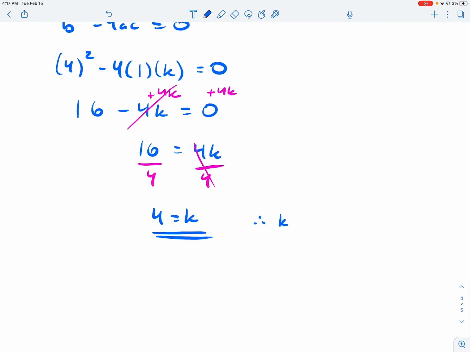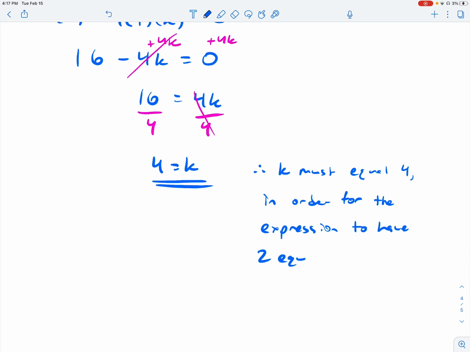So we could say, therefore, k must be equal to 4 in order for the expression to have two equal real roots.